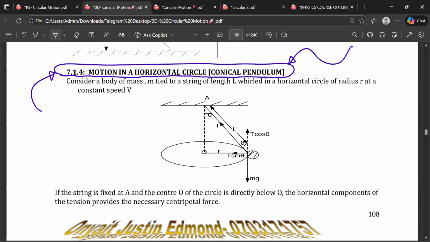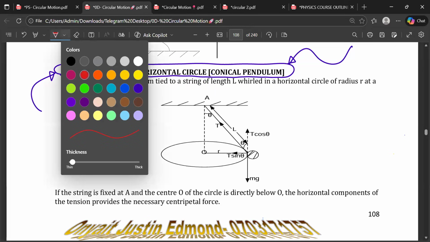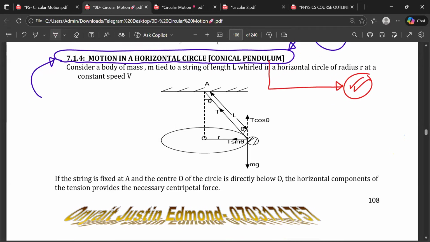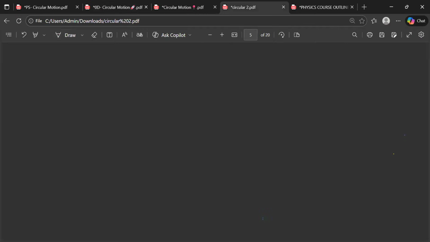So I'm going to first give you the basics of the horizontal circle today, because it's not hard. But you should get your pens and books ready, because I'm going to dictate some work. Yes, I'm going to dictate some work. The next time we shall just handle the complex horizontal circle, which is the conical pendulum. Yeah. But for today, we are going to talk about the basics of the simplest horizontal circle.